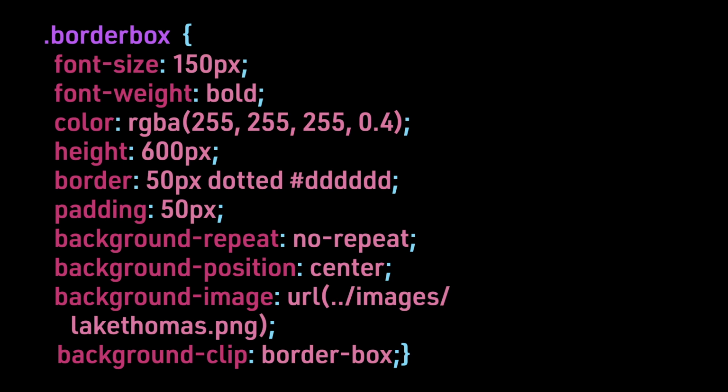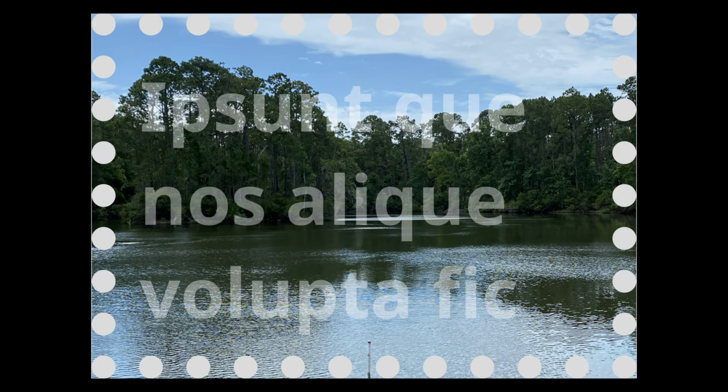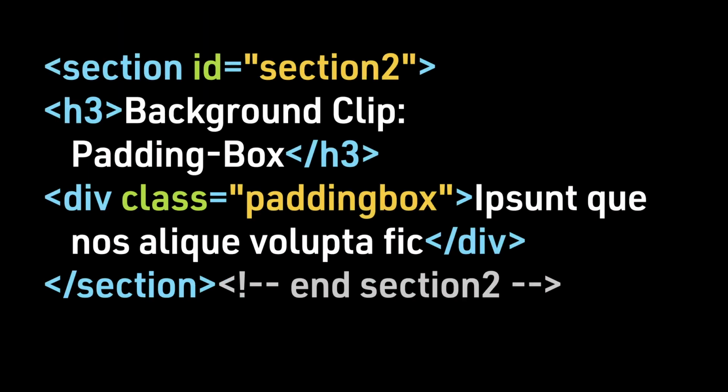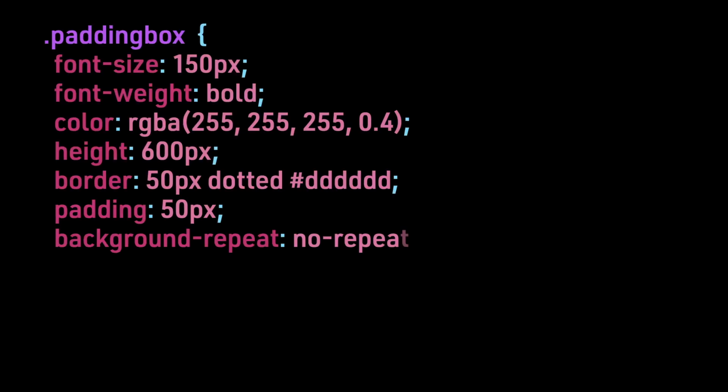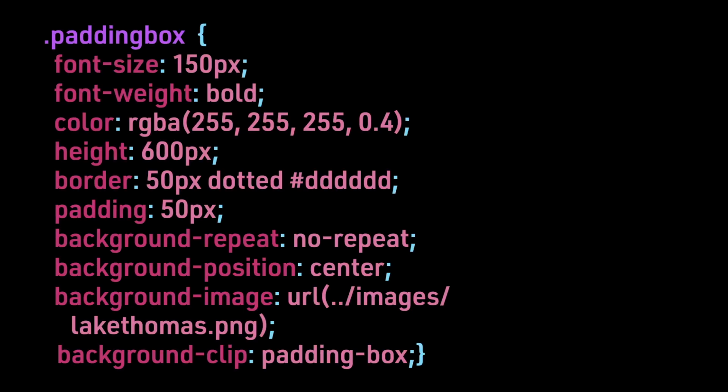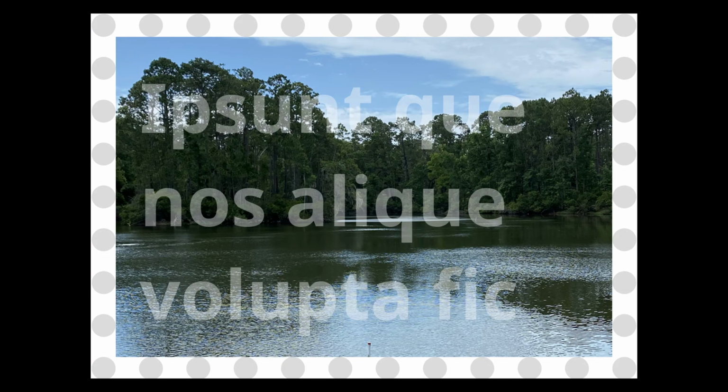Because we have text in this example, we've indicated font size, font weight, and a transparency on the text color. This is how this would display. Here is the HTML. Here is the CSS for padding box. This is how this would look.